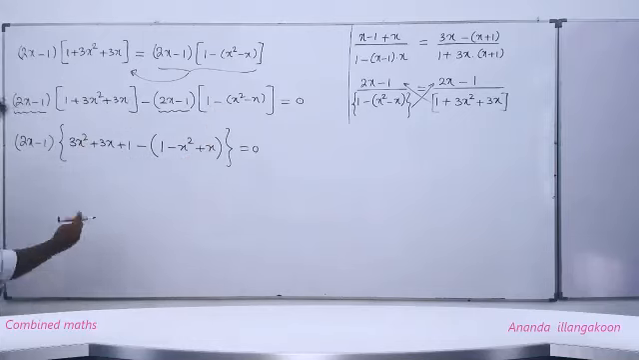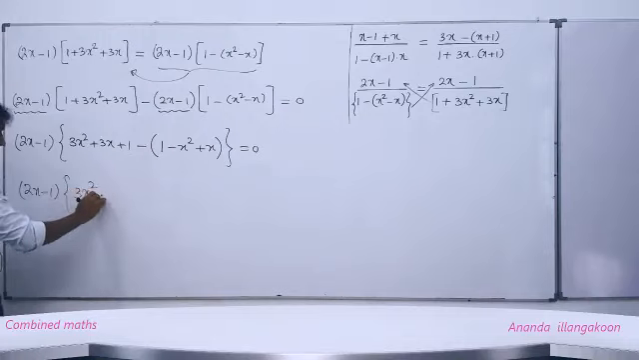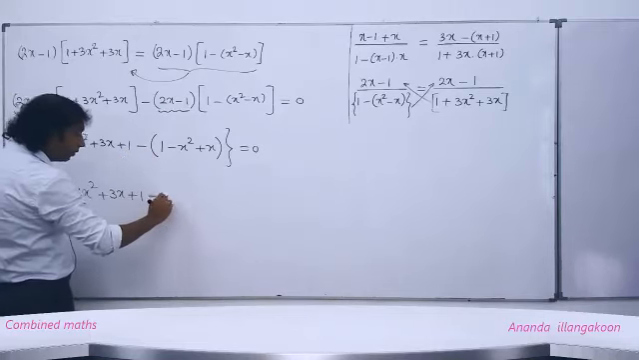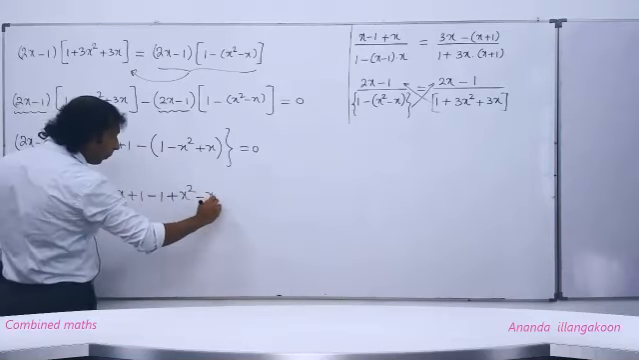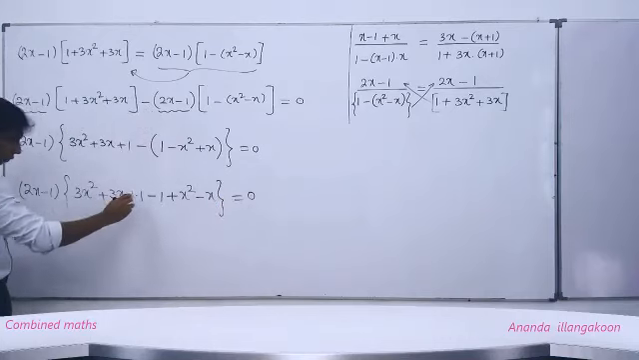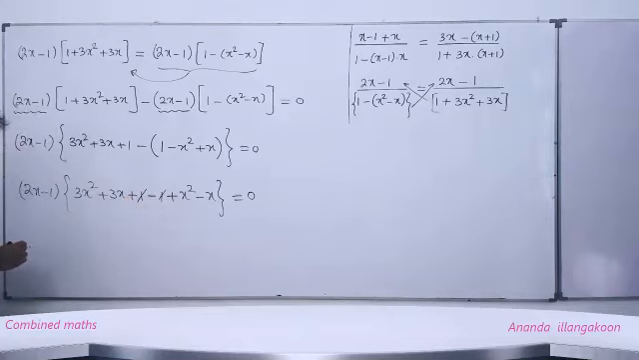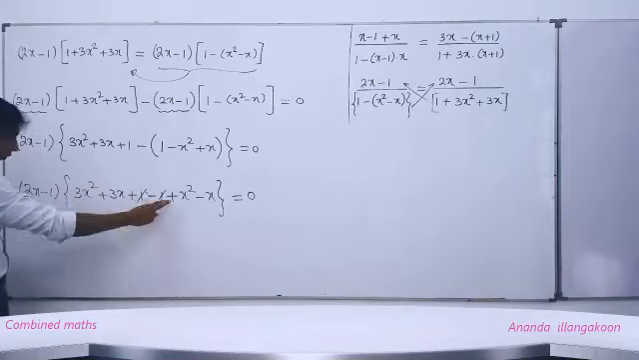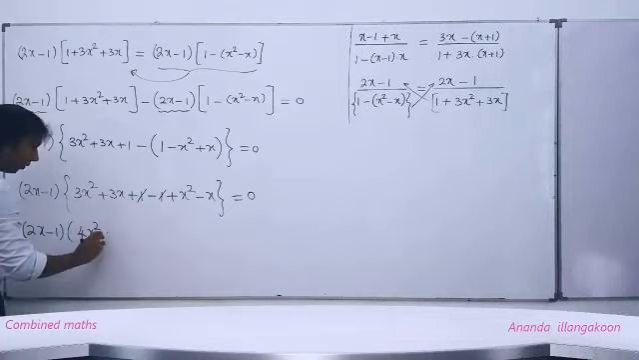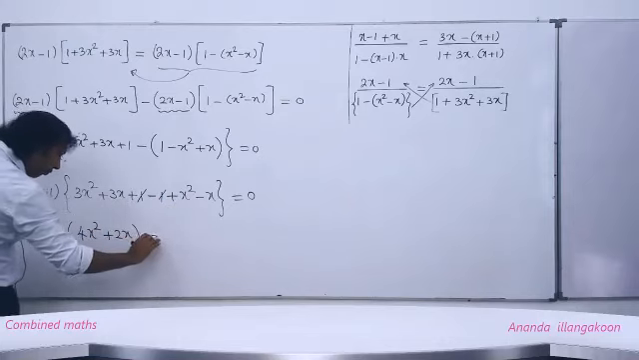Okay, people. Now, furthermore, we can simplify this bracket: x squared plus x plus 1. Remove the bracket by the minus sign: minus 1, minus x, minus x squared, and here minus 6, equals 0. This 1 and minus 1 you can cancel. And people get 3x squared and this x squared makes 4x squared. And 3x minus x is 2x, equals 0.